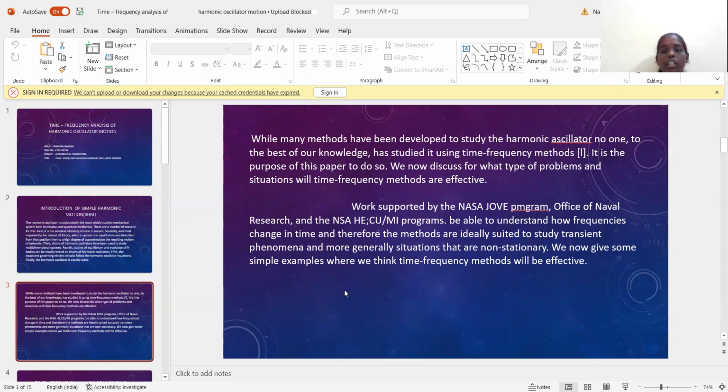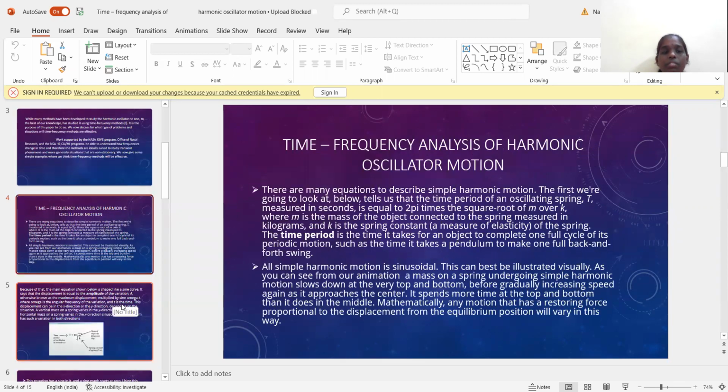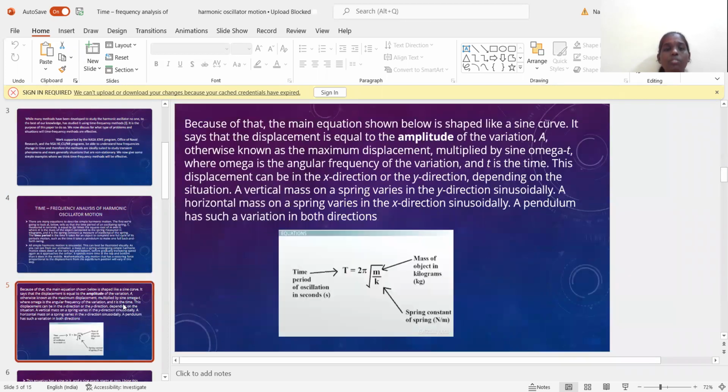Time frequency methods allow us to understand how frequencies change in time, and therefore the methods are ideally suited to study transient phenomena and, more generally, situations that are non-stationary. We now give some simple examples where we think time frequency methods will be effective. The main equation shown below is shaped like a sine curve.